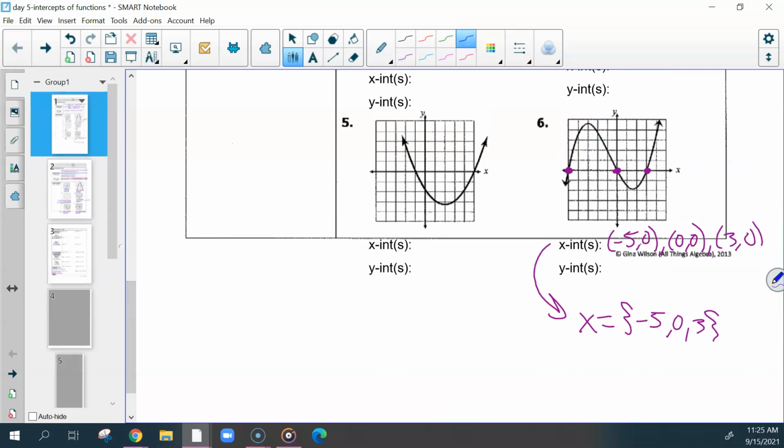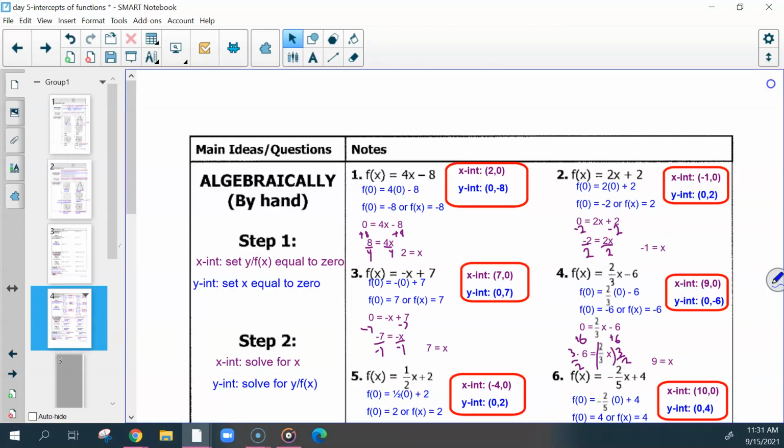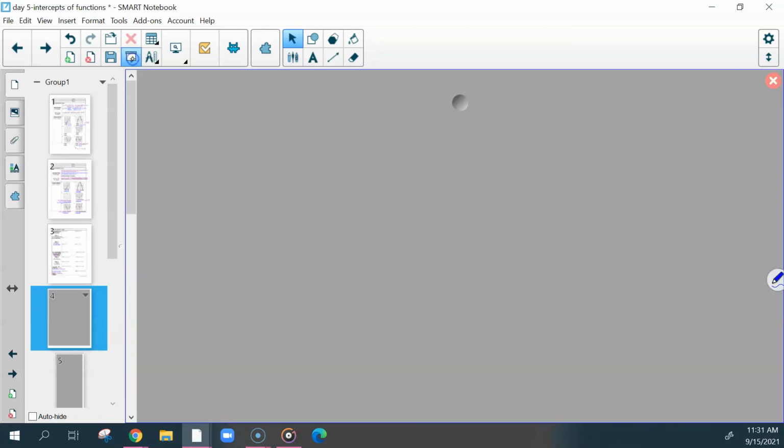Sometimes that happens. So look at where does it cross the x-axis, where does it cross the y-axis, and find those x and y-intercepts. Do the other 3, and we'll come back in about 5 minutes to go over those.